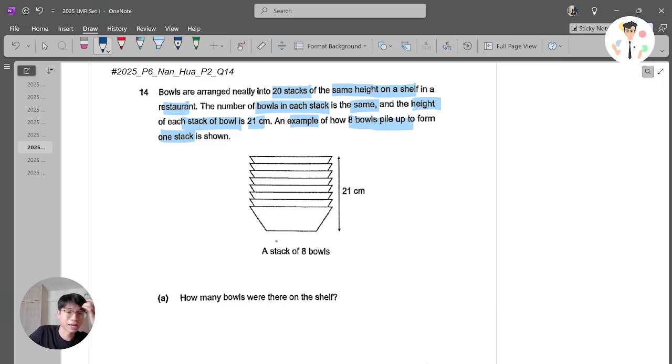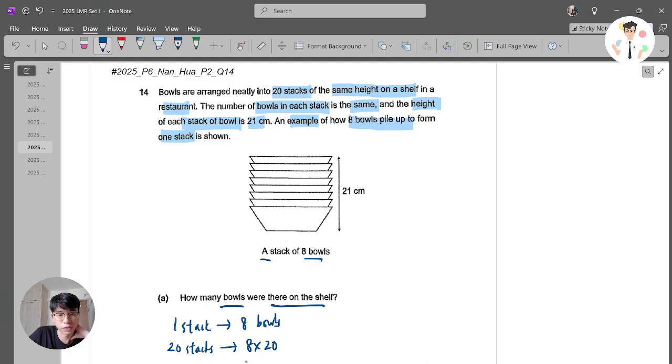So basically, I have this stack, and this stack has 8 bowls here. 1, 2, 3, 4, 5, 6, 7, 8. Yes, right. And I have 20 of these. Okay. So how many bowls were there on the shelf? Again, one stack has 8 bowls. If I have 20 stacks, very simple, right? 8 times 20, which is 160 bowls.